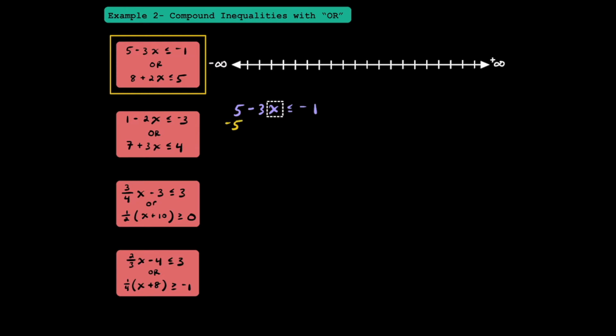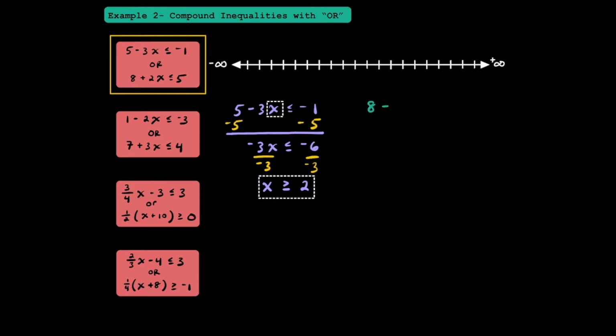Let's start off by subtracting 5 on both sides of the inequality. And when we do that, 5 minus 5 is 0, so we're left with negative 3x is less than or equal to negative 6. Then we're going to divide the left side and the right side by negative 3. Negative 3x divided by negative 3 is going to be positive x, and this is going to be greater than or equal to positive 2. Make sure you pay attention to the inequality switch since we divided both sides by negative 3. This represents our solutions for the first inequality.